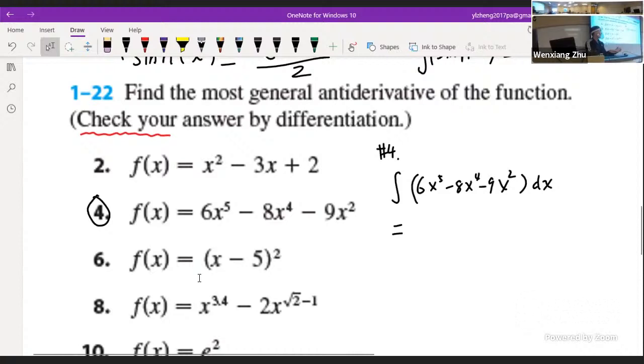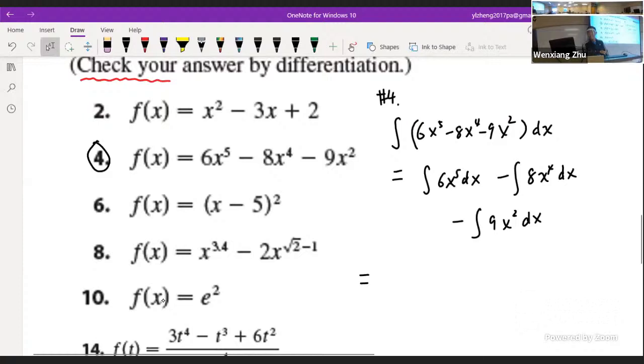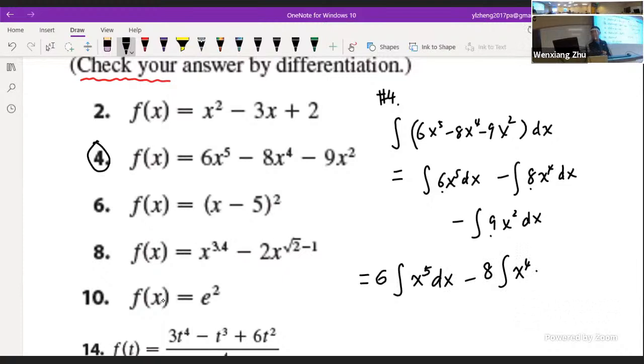So you can do the antiderivative of the first term, 6x to the fifth, then minus the antiderivative of 8 times x to the fourth dx, and then minus the antiderivative of 9x squared. You can do that separately. And keep going, I can use that property: I have some constants, so I can pull them out. The first one, I can pull 6 out. So that's equal to 6 times the antiderivative of x to the fifth dx, minus 8 times the antiderivative of x to the fourth dx, and minus 9 times the antiderivative of x squared dx.